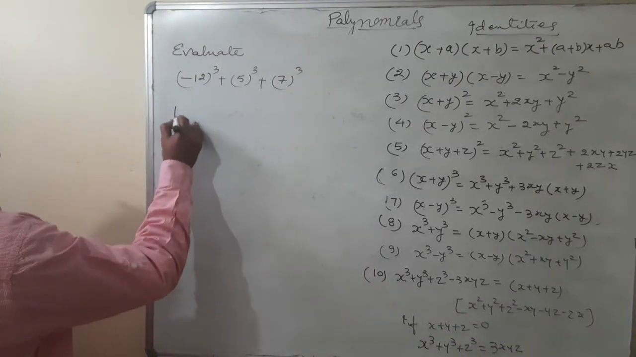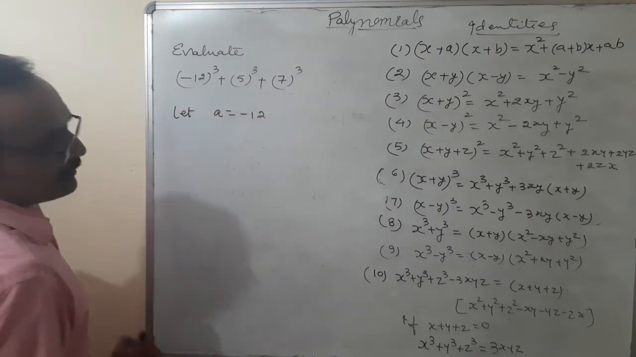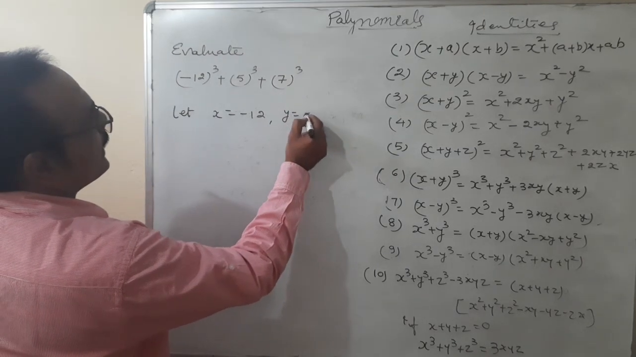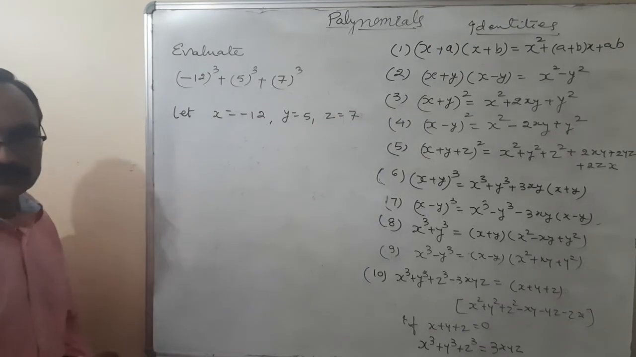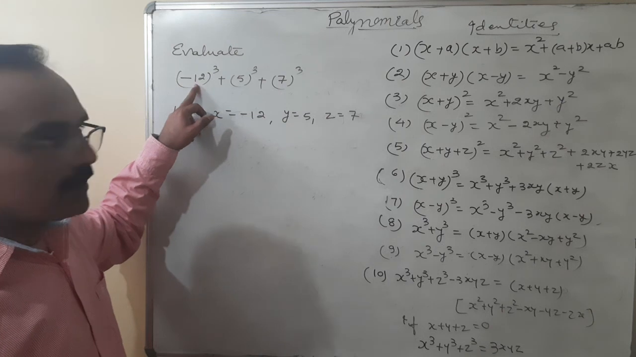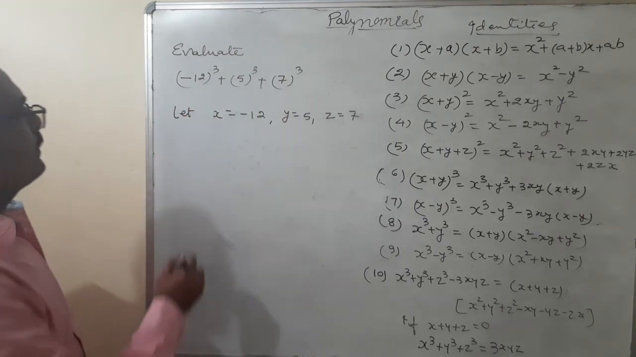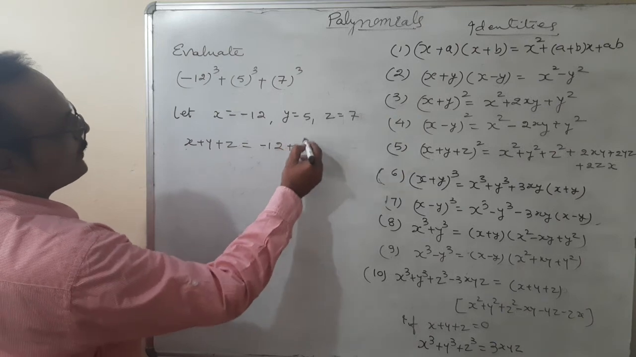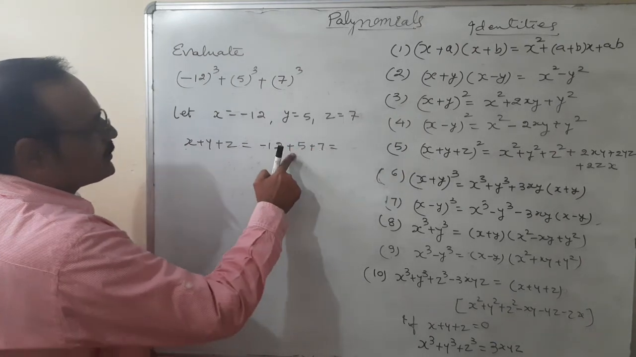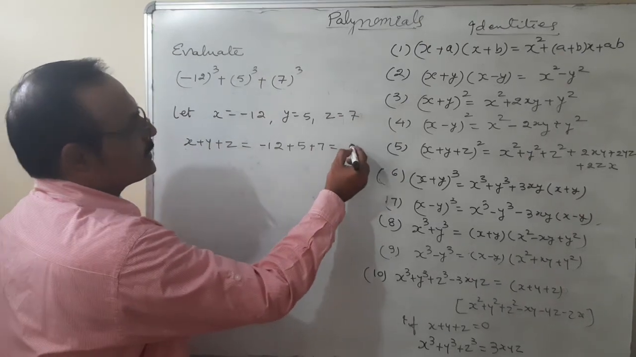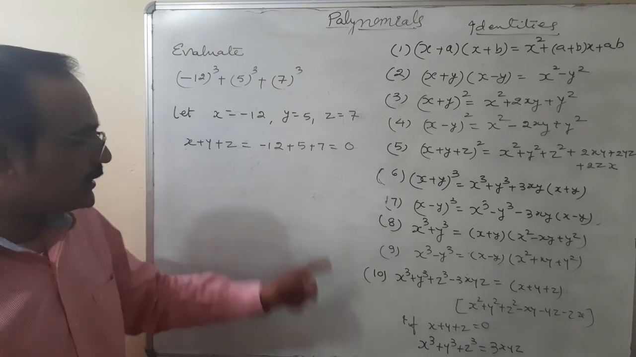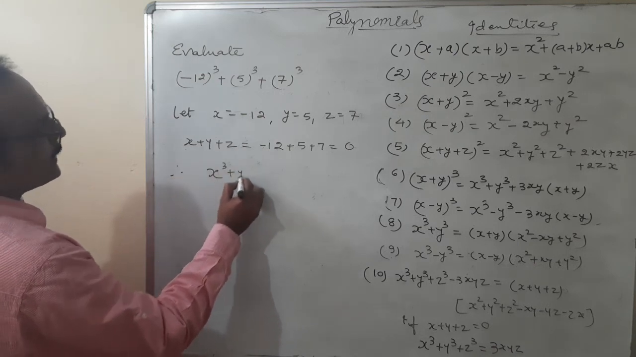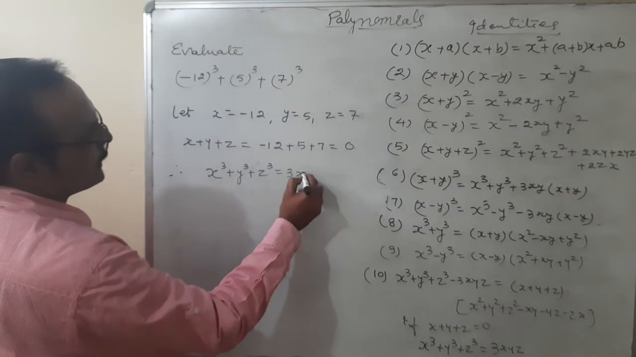So let us see. Let x be equal to minus 12, y is equal to 5, and z is equal to 7. These are the three values given: x is minus 12, y is 5, and z is 7. X plus y plus z: if I put x as minus 12, plus y as 5, and plus z as 7, minus 12 plus 5 plus 7, it is plus 12 minus 12, result is 0. And if the result comes 0, what does it mean? If this term is 0, then we can write in this form. So therefore, x cube plus y cube plus z cube is equal to 3xyz.